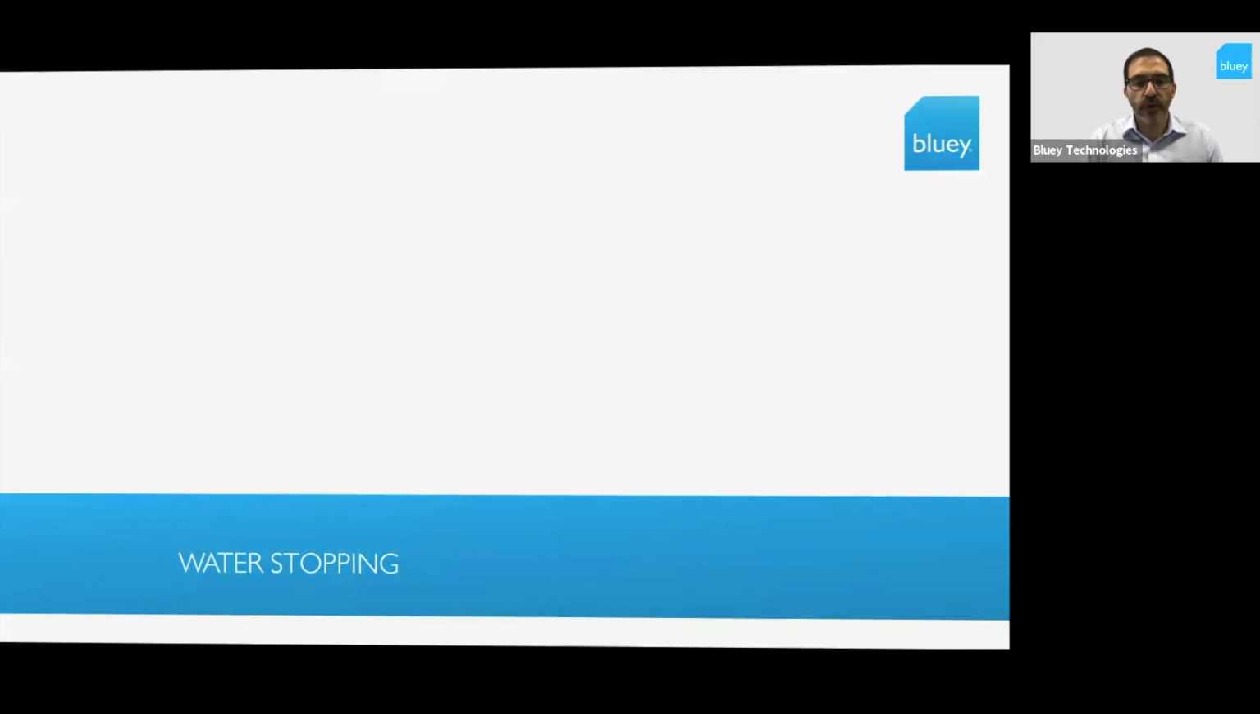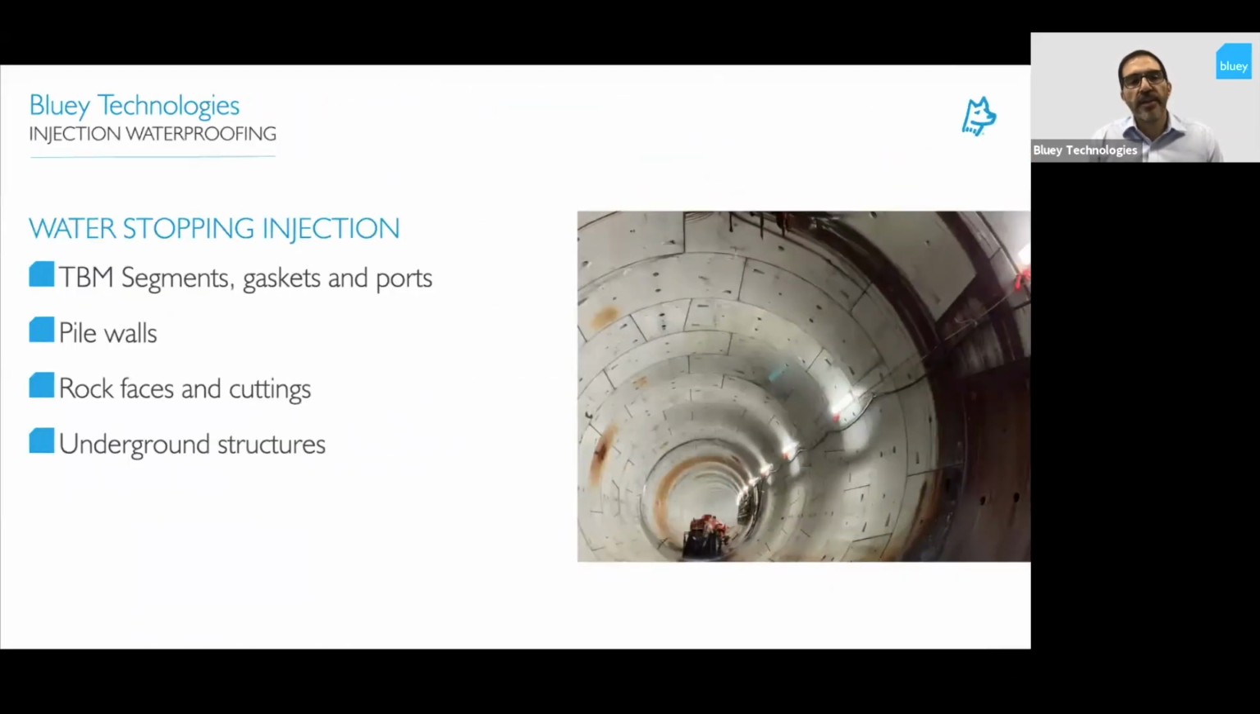So just a final note on water stopping. We use water stopping that's higher volume injection. We're injecting behind the structure. We can use that on TBM segments, gaskets, and in ports that are in the segments as well. We can do this for pile walls, rock faces and cuttings, and any underground structure where we've got a large volume of water coming in.